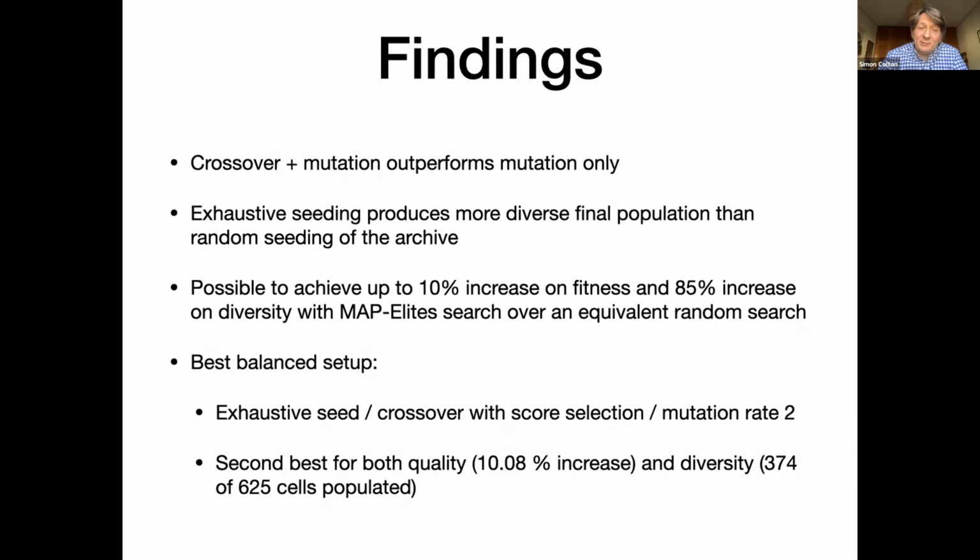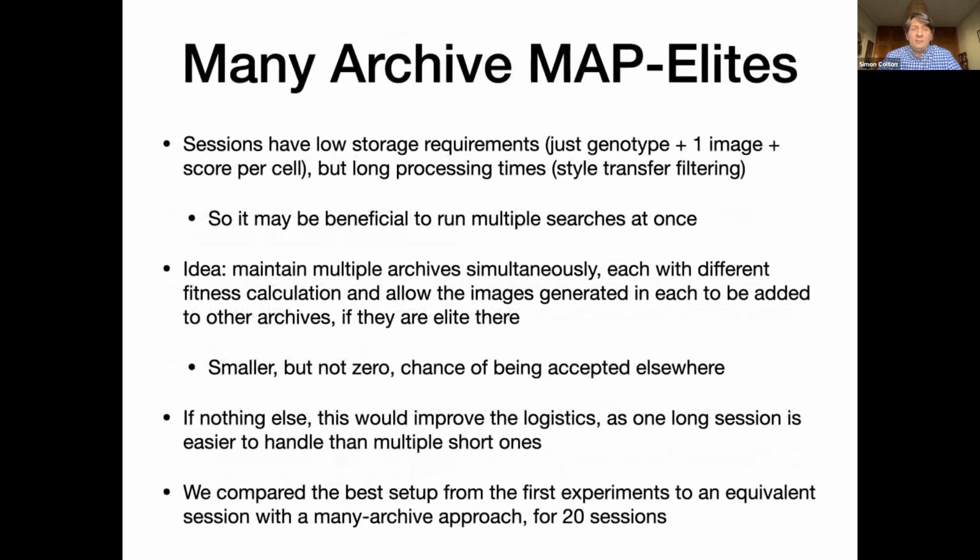The best balanced setup used an exhaustive seeding, crossover with score selection, as described earlier, and a mutation rate of 2. And I chose the second best for both quality and diversity to take forward into a final set of experiments. So I had this idea that we can run multiple archives at the same time and populate them because you've got low storage requirements but long processing time. So it made sense to do this.